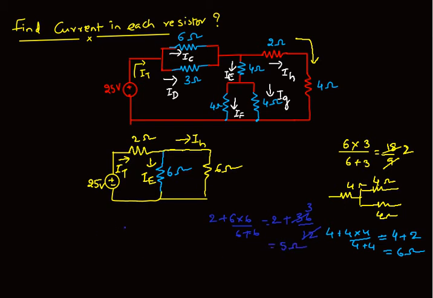That means the total resistance is 5 ohms, and if you want to find out the total current, IT is equal to 25 volts by 5 ohms. So that is 5 amperes. So this is 5 amperes. Now you found current IT, you have to find out the other currents.